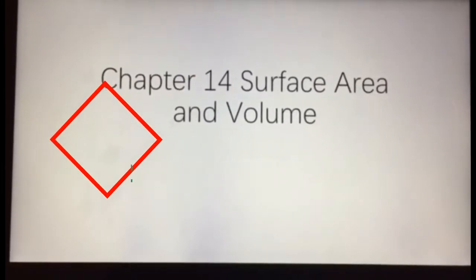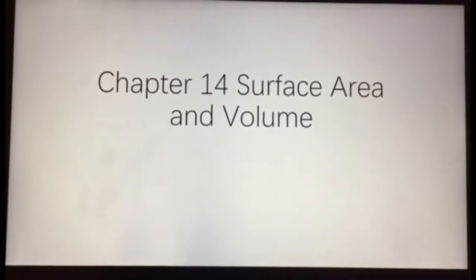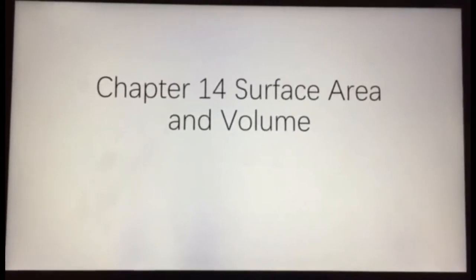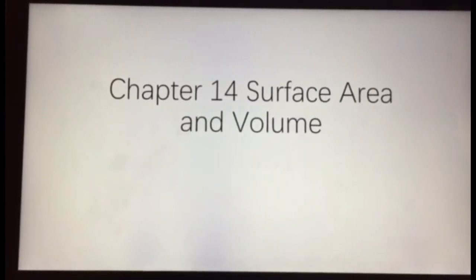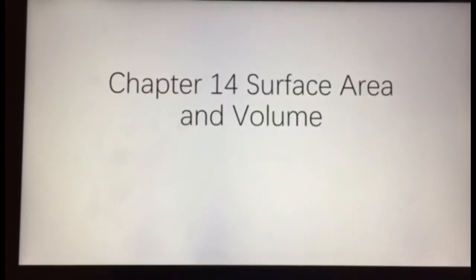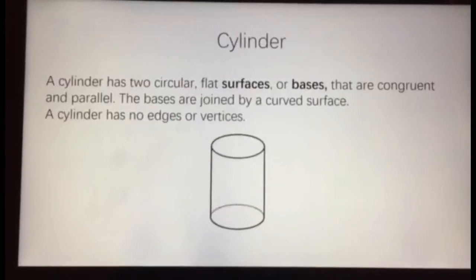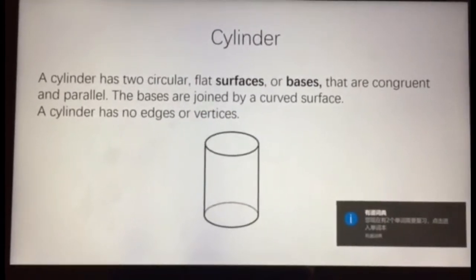Hello, fifth graders. I hope you found some fun in the test for chapter 13. And now we are going to learn chapter 14, surface area and volume. Let's talk about some shapes before we get into the chapter.